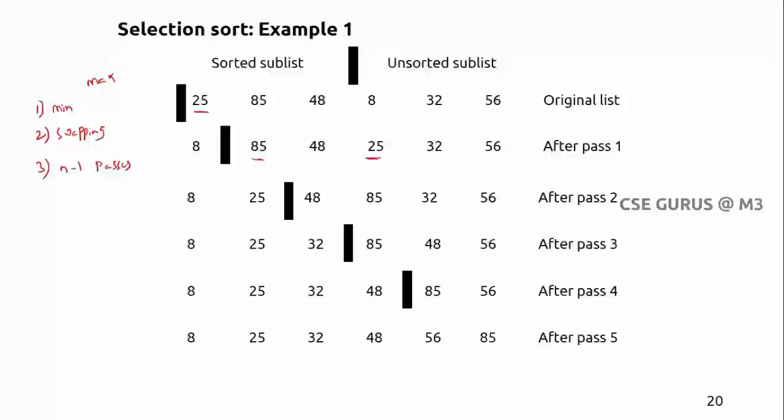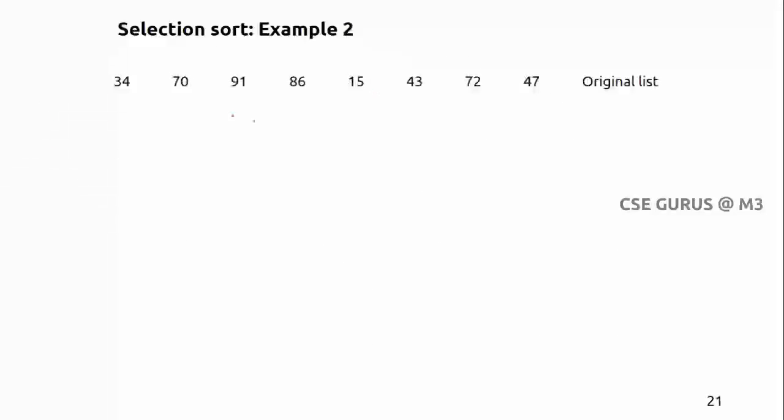So this is an example. Of course, if you want to try, you can try for this. You can take these elements and practice. What is the minimum element? 15. So you have to swap 15 with 34, right? So here 15, here 34 will come, and what is the next smallest among these elements? 34. So 34 will be swapped with 70, like this. So this is the procedure you need to follow, and the next smallest among the unsorted sublist will be 43, right? So like this you can complete this procedure and you will get the sorted elements.